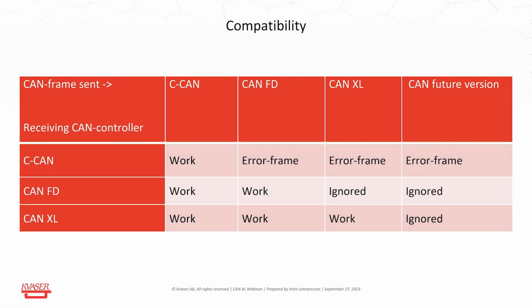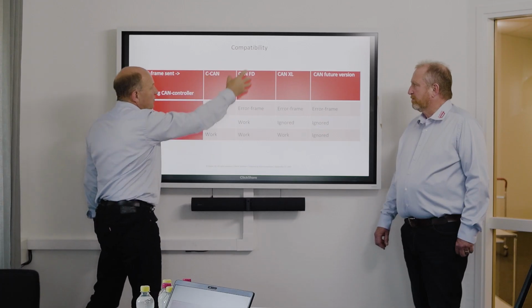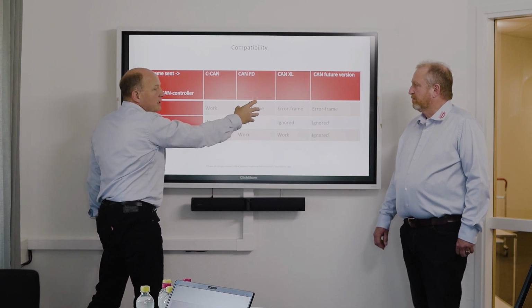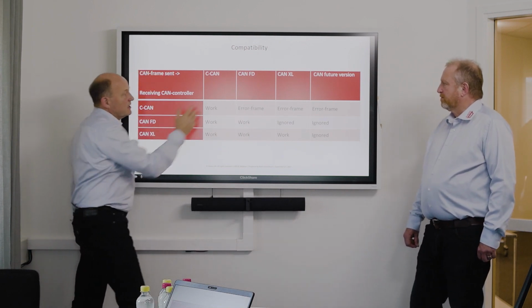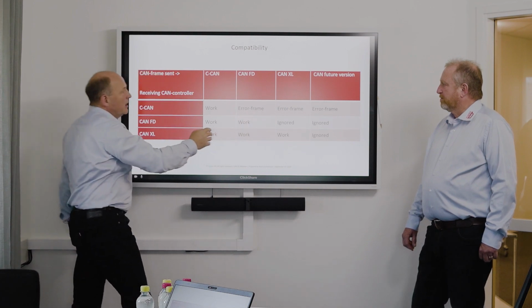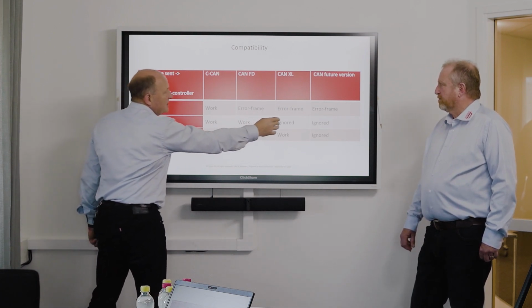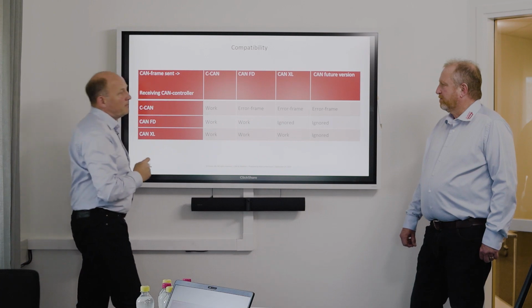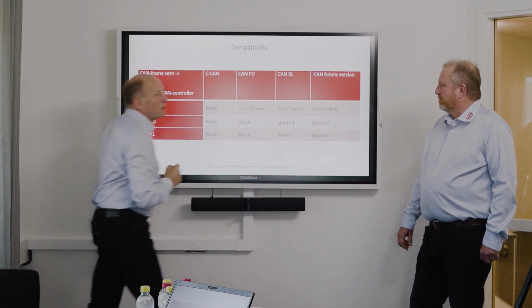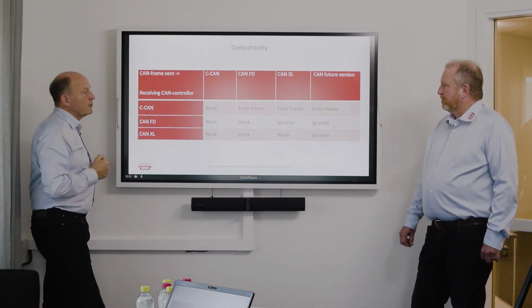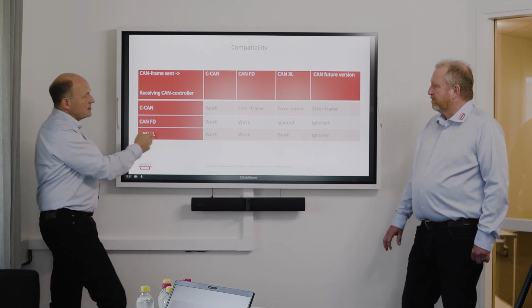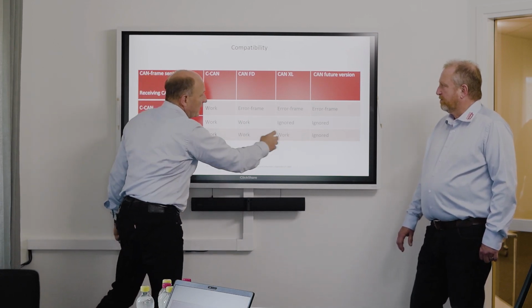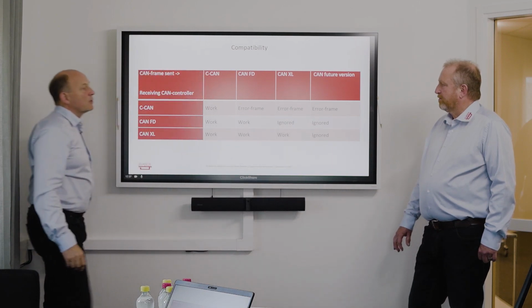Here you have a table where you can see the different CAN controllers. If you send classical CAN frames, all three can send and receive them. When you come to CAN FD, the classical CAN controller will send an error frame, as it will for CAN Excel and future versions. But CAN FD, when it sees a CAN Excel frame, will just ignore it, as well as future versions, and join the communication again by looking for the end of frame. CAN Excel does the same. It works perfectly well: if it sees a future version, it just ignores it.